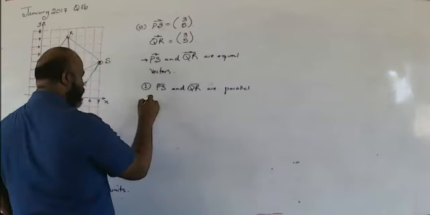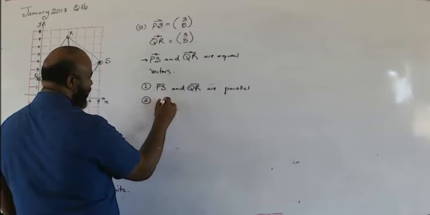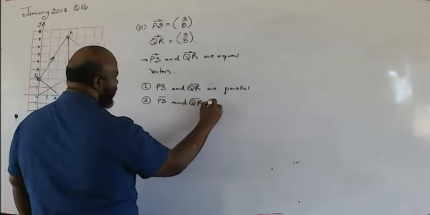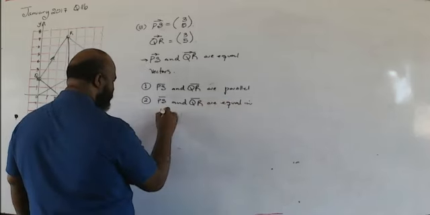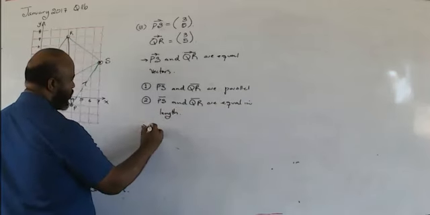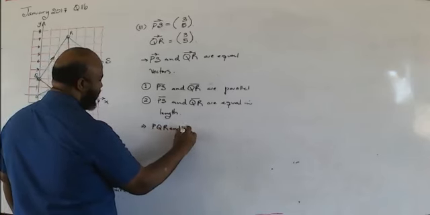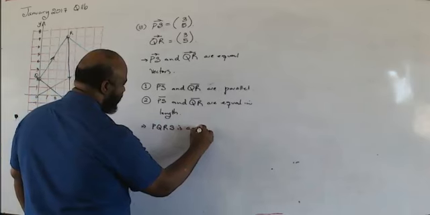So it means that PS and QR are equal in length. Therefore, PQRS is a parallelogram.